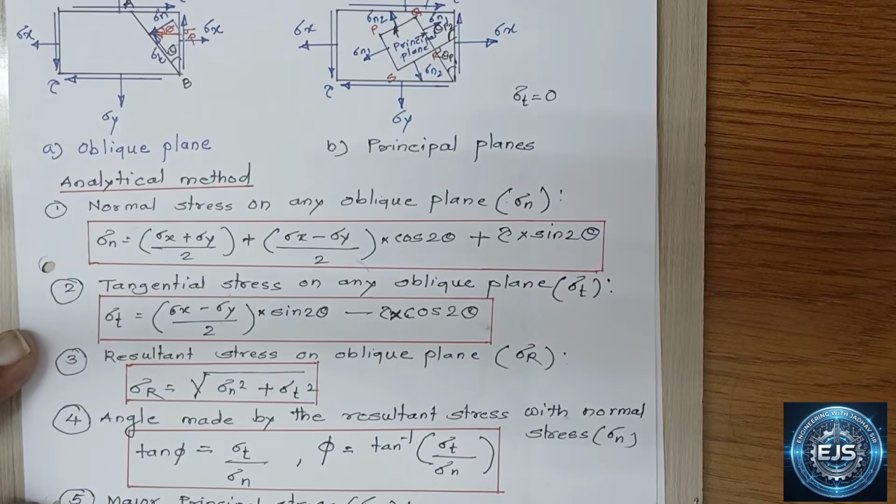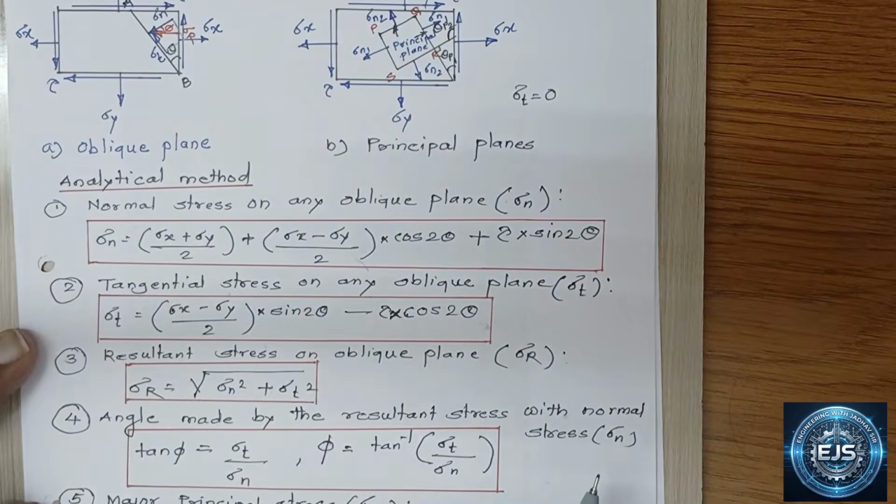Now for solving these problems on combined loading in a component, we are using two methods. First method is the analytical method. The analytical method is an accurate method, and there are certain formulas. With the help of these formulas, we can calculate the desired values. So first of all, we'll consider an oblique plane.